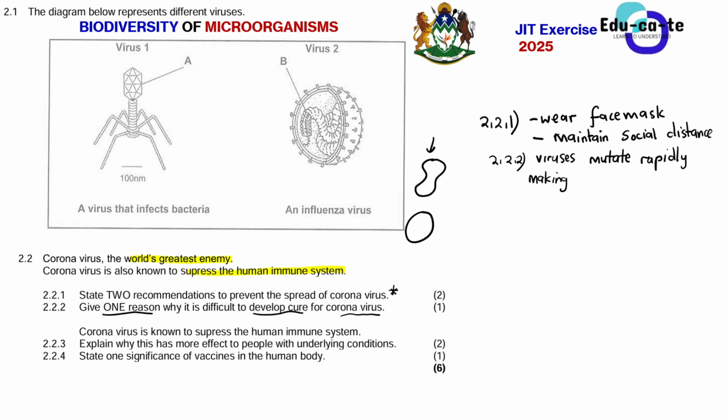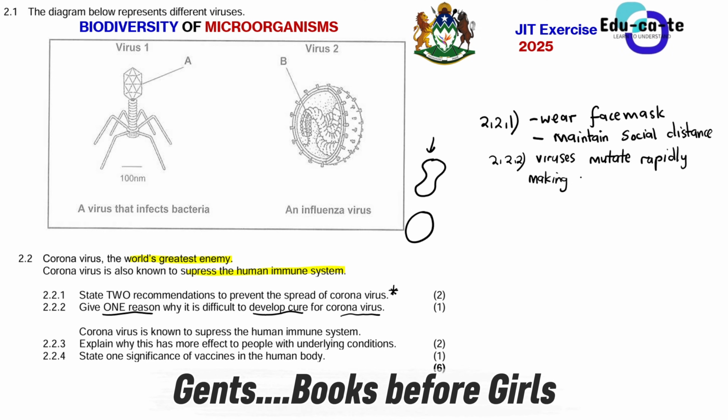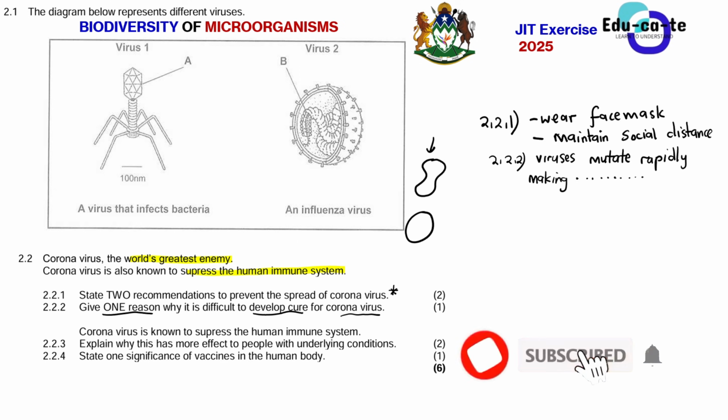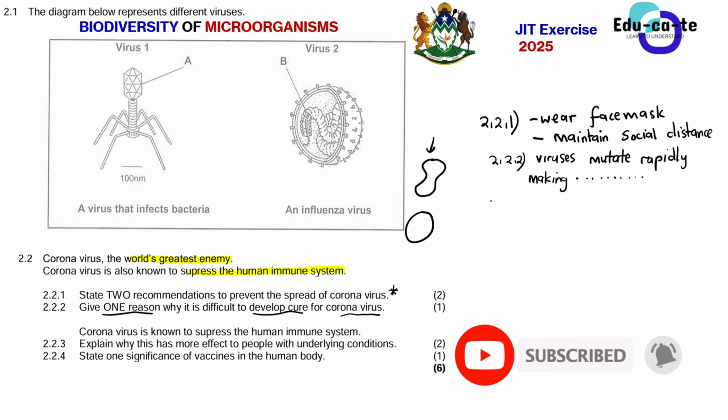Their structure changes quickly. So when you design a vaccine to treat a virus, then the virus changes to something else. Then the moment you administer that vaccine into the body of an infected person, the vaccine will not be effective. The vaccine will not be able to cure or heal the person. So viruses mutate rapidly, making it difficult to develop a proper vaccine, or a proper cure.